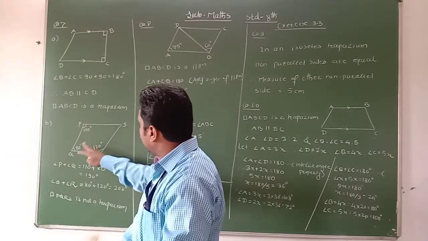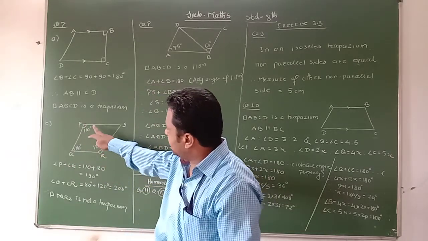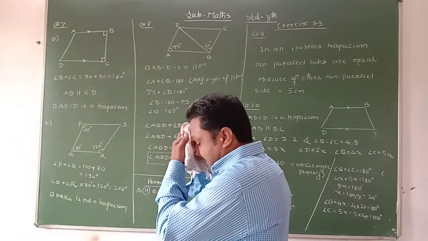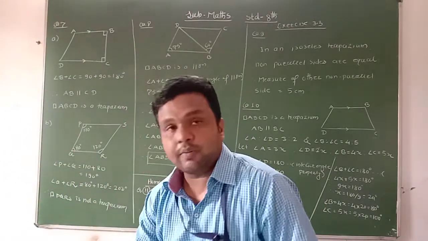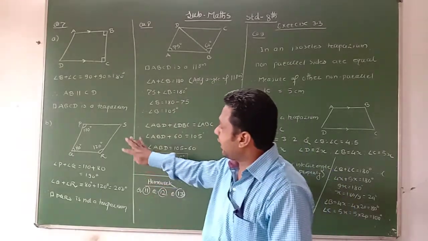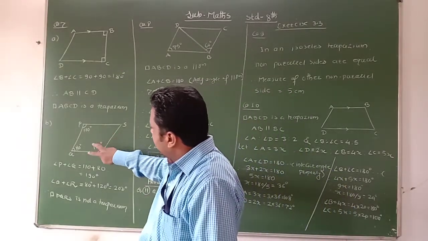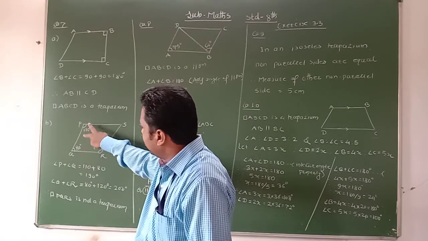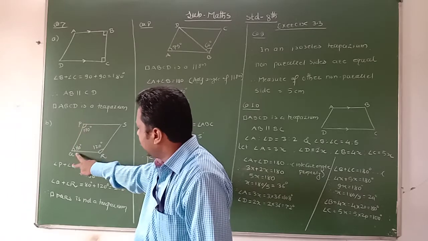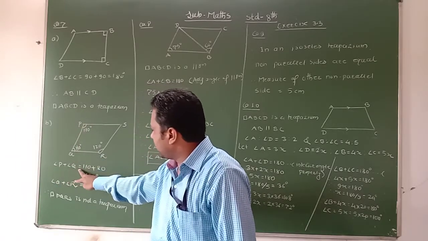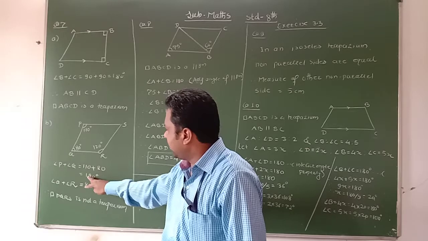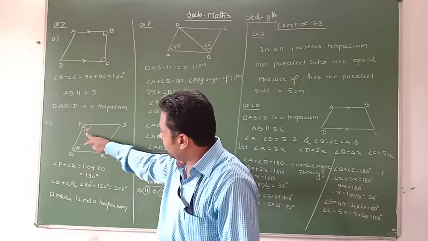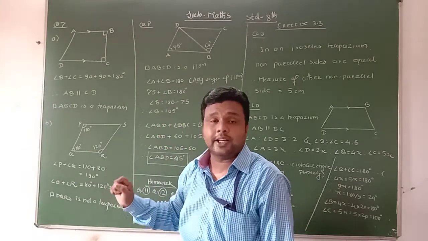Here we take the next question, part B. The figure is quadrilateral PQRS. Angle P is given 110 degrees, angle Q is given 80 degrees and angle R is given 120 degrees. Here we have to identify whether this quadrilateral is a trapezium or not. We add two adjacent angles, 110 and 80. Angle P plus angle Q is equal to 110 plus 80, which is 190 degrees. This is not 180. This means the sum of these two interior angles is not 180 degrees.